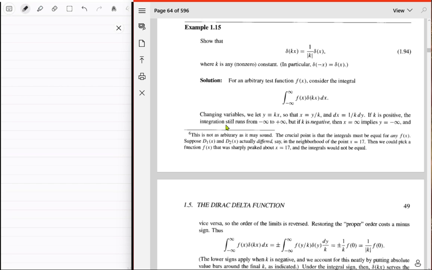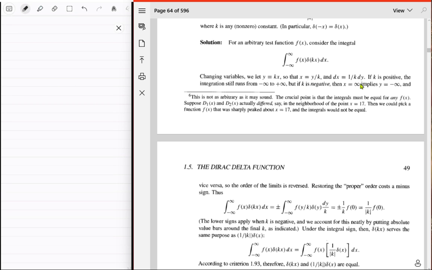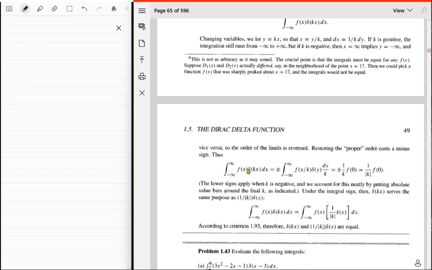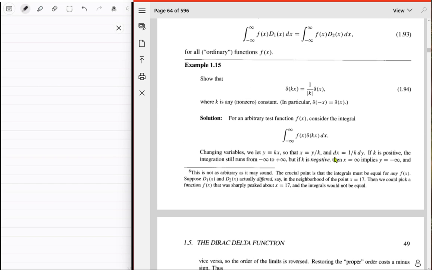Wait, what are we doing exactly? We let y be equal to kx. So now you just got del of y over there. Got it. Right. What does it actually do? It gives us this thing. Okay. So it's the integral from negative infinity to infinity, plus minus. Why is that the case? If k is positive, wait, what?